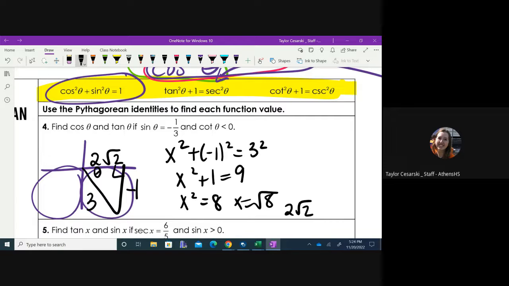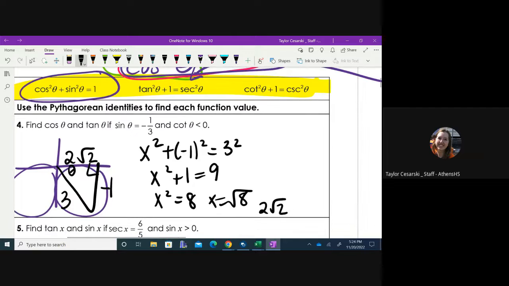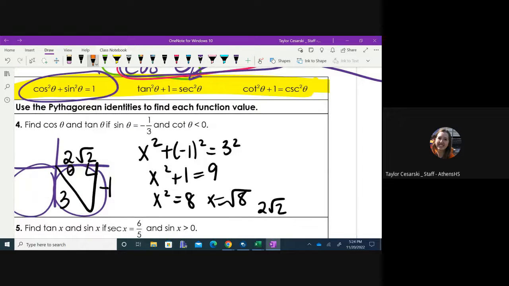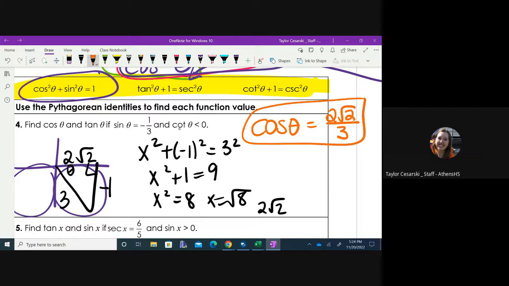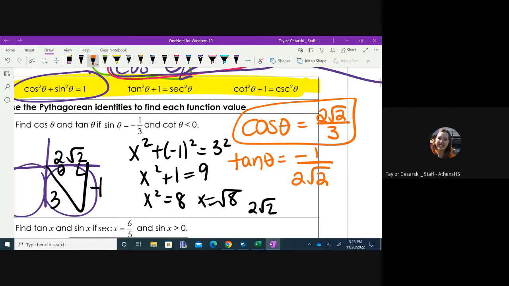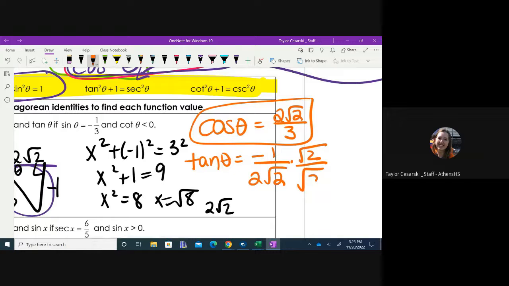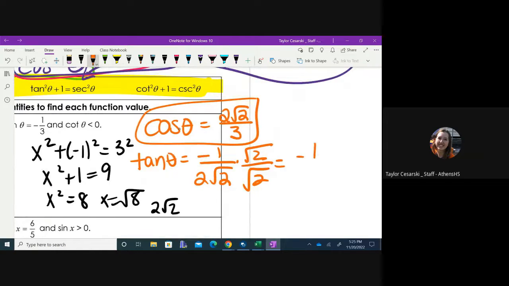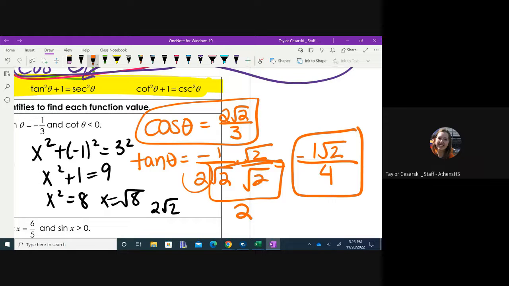Okay. All right, it tells me to find both cosine and tangent. So I'm going to start with cosine, which is adjacent over hypotenuse. So that would be 2 square root 2 over 3. I can't simplify that at all, and I have no square roots in the denominator, so we're good there. And then tangent of theta is opposite over adjacent. I do need to rationalize here because I have a square root in my denominator. So I get -1 square root 2 over 2, and then square root of 2 times square root of 2 is 2, so that's 4. So that's what I get for tangent of theta.